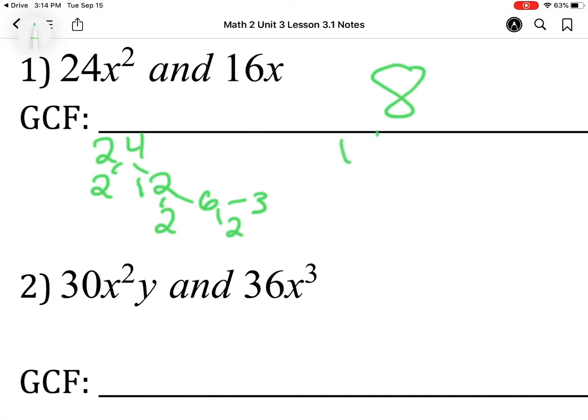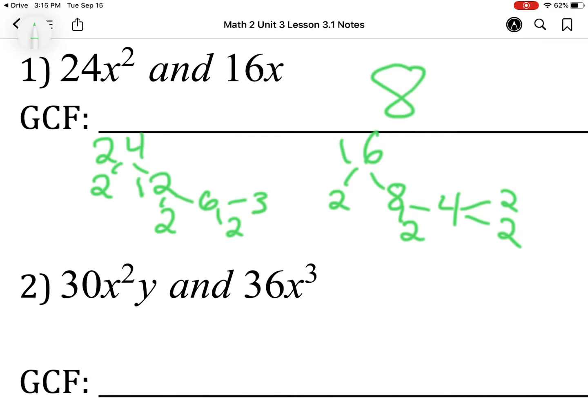Now we have 16, so we're going to separate 16 out. The smallest number is 2, then 8, so 2 times 8. 2 is prime, so we go on to 8. The number 8 is 2 and 4. 2 is prime, so we don't have to expand it, but we do have to expand that 4. So we get 2 and 2.